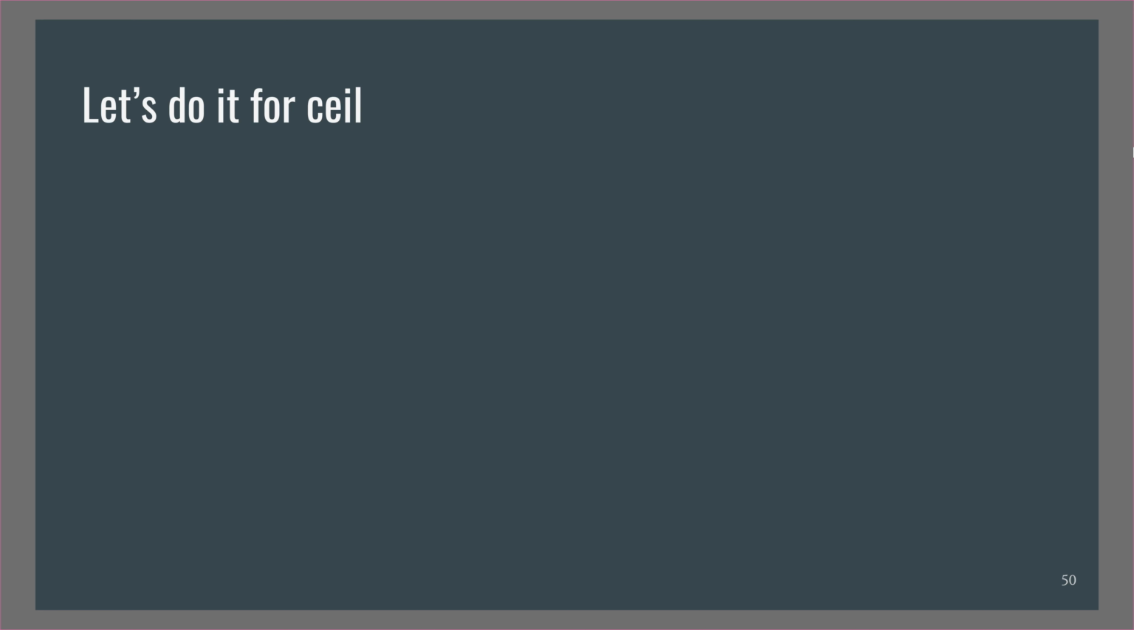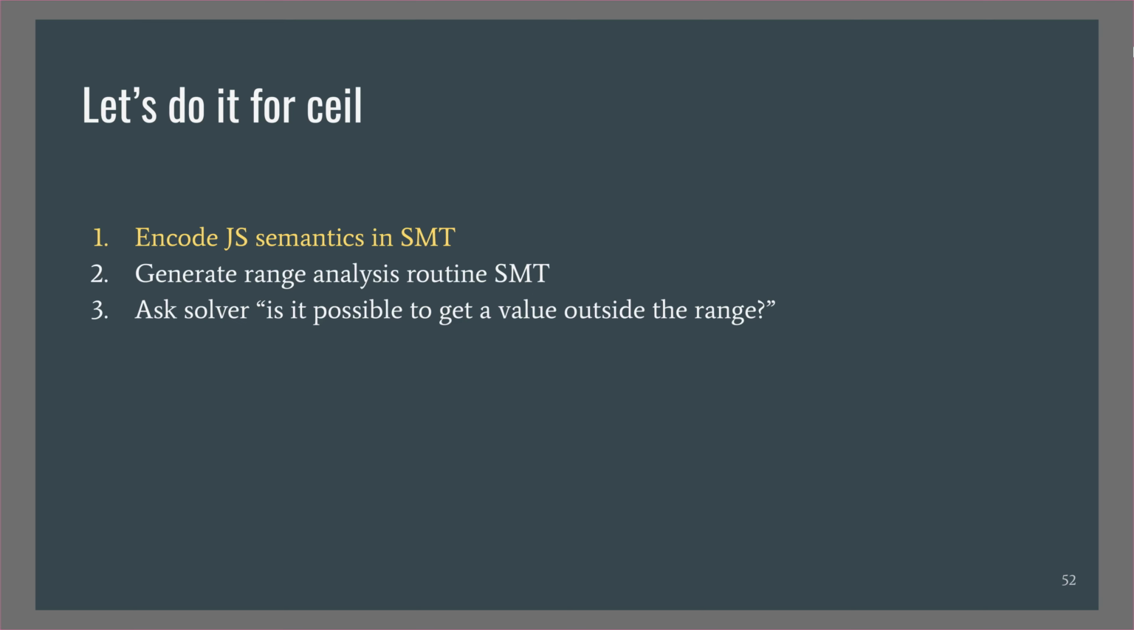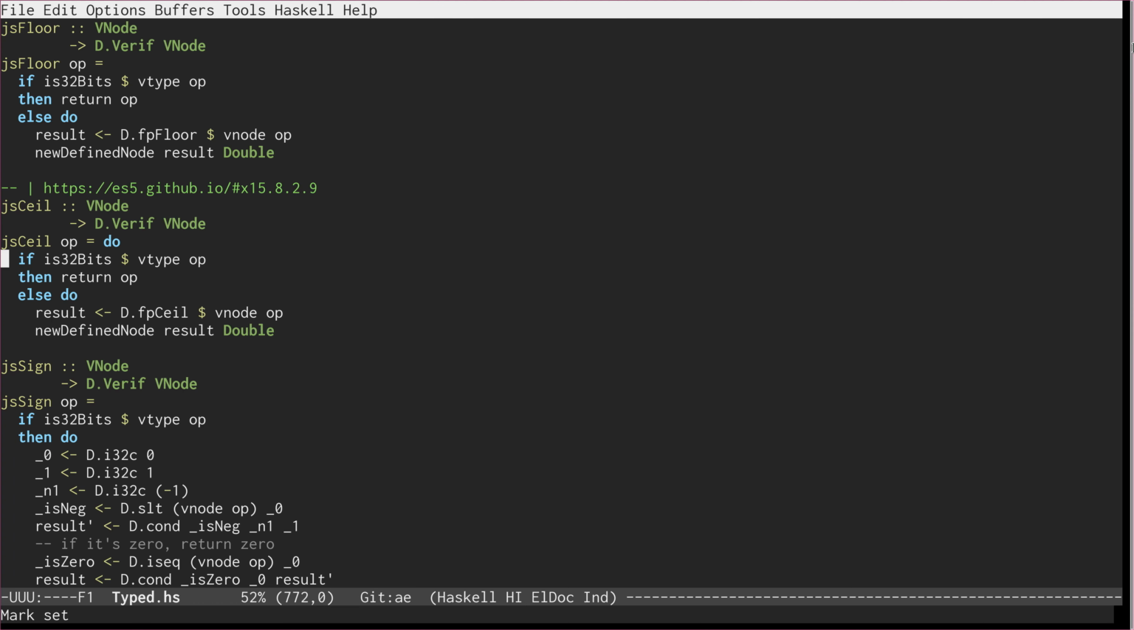So let's do it. And let's do it for ceil, the JavaScript operator for rounding up to the nearest integer. If you give ceil 0.5, for example, it's going to give you back 1. First, we're going to encode ceil's JavaScript semantics in SMT. It's pretty easy. If the number is already a 32-bit int, we just return it. Otherwise, we use an SMT ceiling operator and return the result.